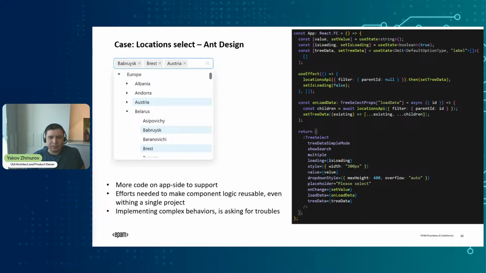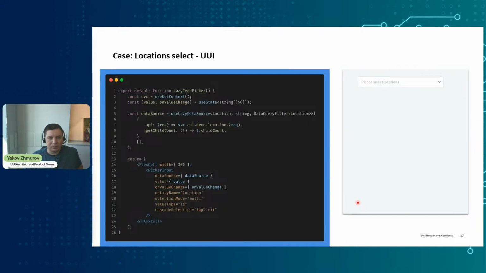And this case is actually very common for our internal applications. Most applications have some kind of tree pickers or pickers with lazy loading. So we definitely need to save effort here by reusing this. And in UUI we do. In UUI you can build a location picker with the following code.